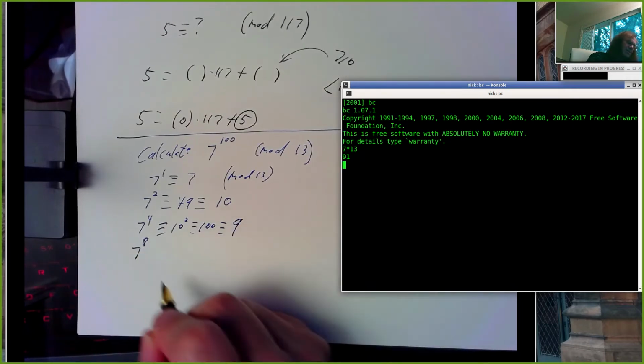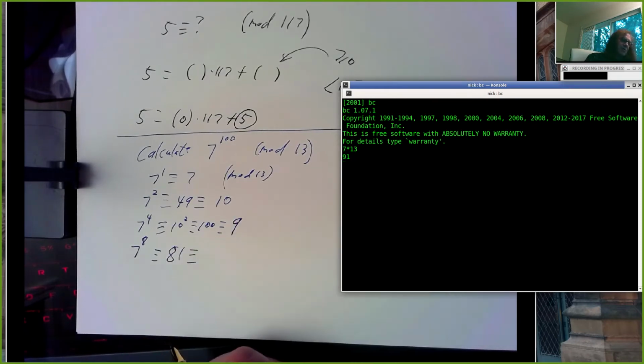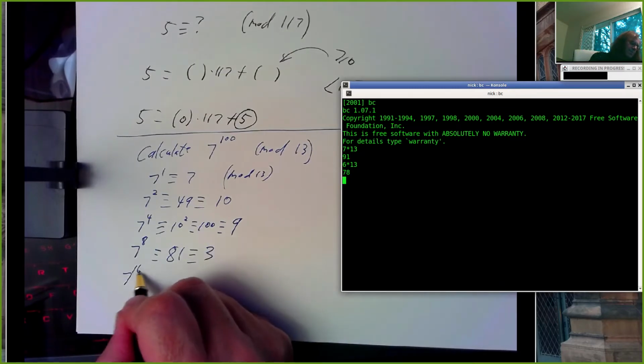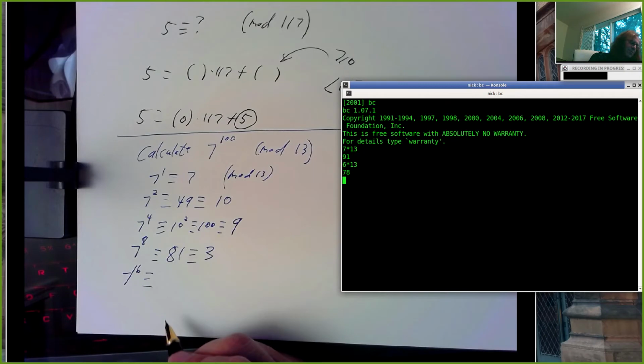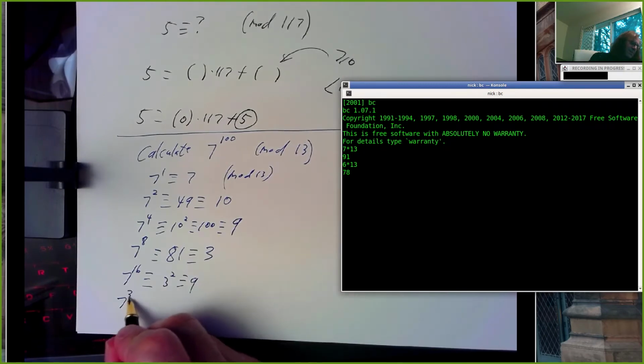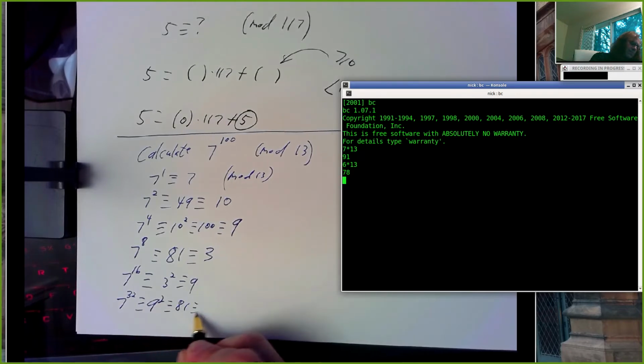Square both sides: 7 to the 8th is 81, right, 9 squared. And 81 looks like it's going to be 6 times 13, which should be 78. 81 is 3 more than that. So 7 to the 16th will be congruent to 3 squared, which is 9. And now we've got a little pattern going.